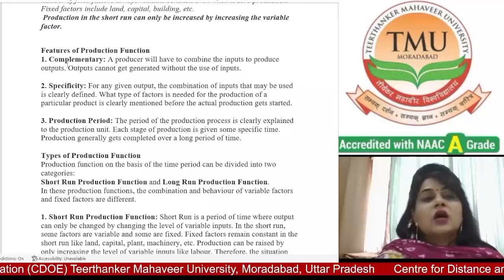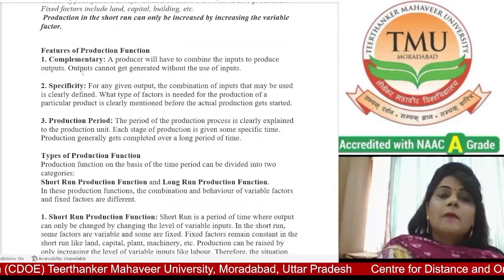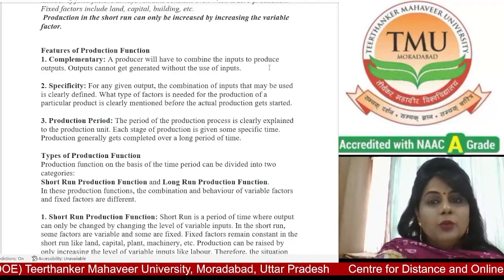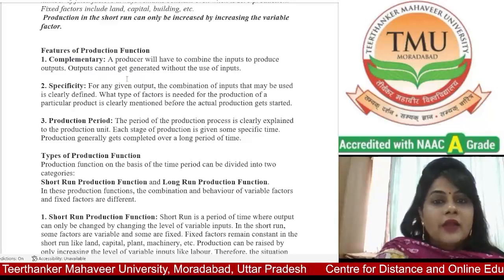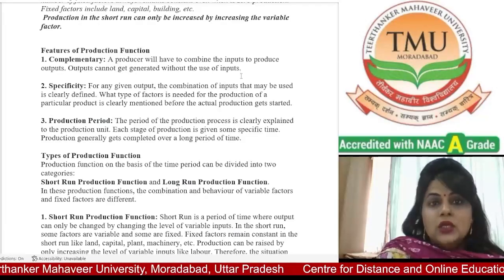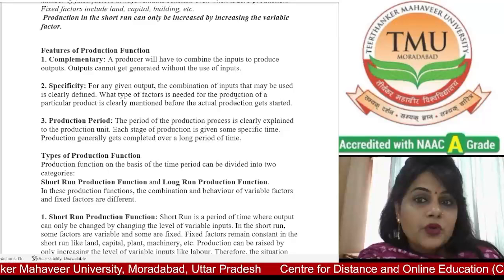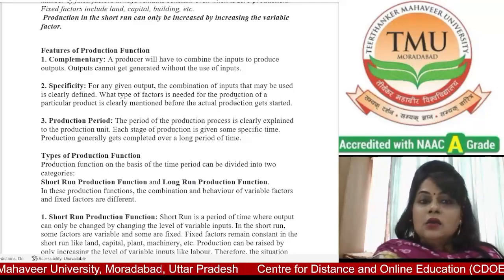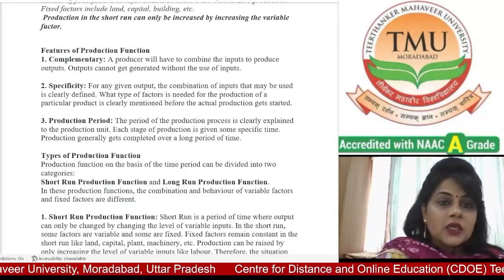Now we discuss the features of the production function. First of all, complementarity. A producer will have to combine the inputs to produce output, and output can't be generated without the use of inputs. It means the output depends on the inputs. Without using inputs, we can't generate output.